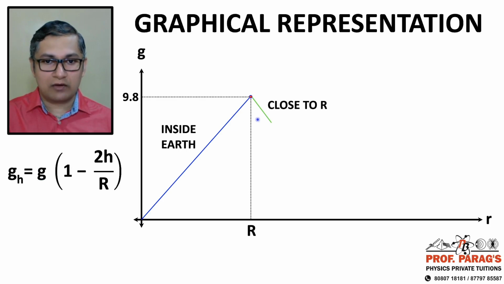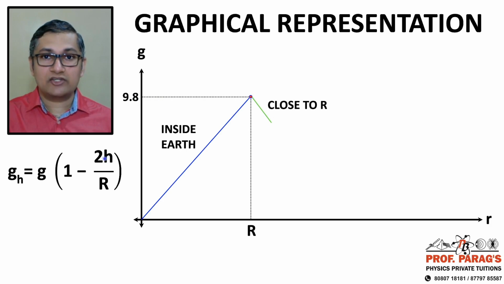So the graph has to go down. One thing you are understanding here is that the maximum value of small g is 9.8, which is basically on the surface of Earth. Okay, so it's reducing, fine, but why is it also a straight line?